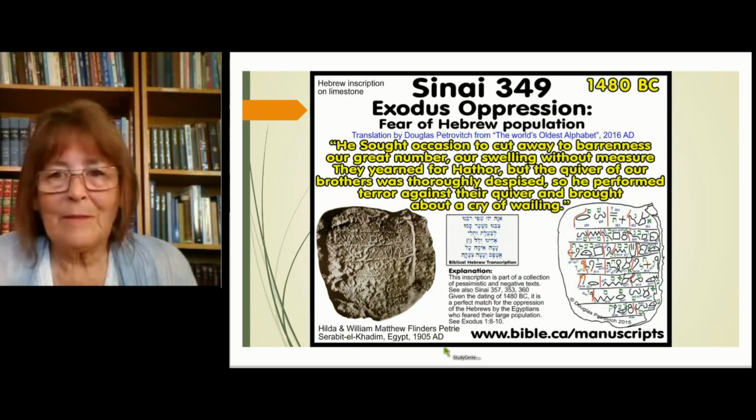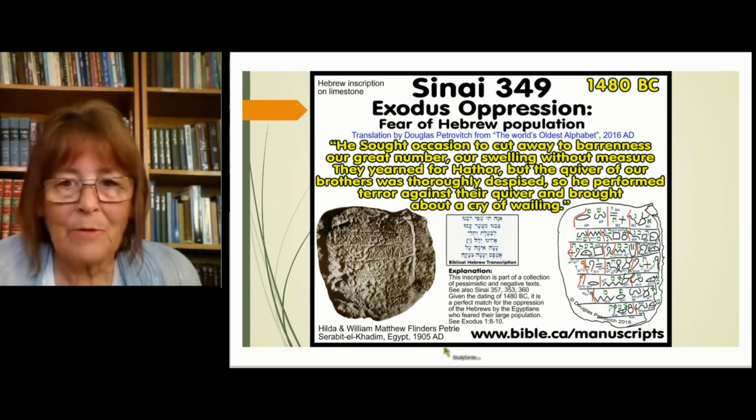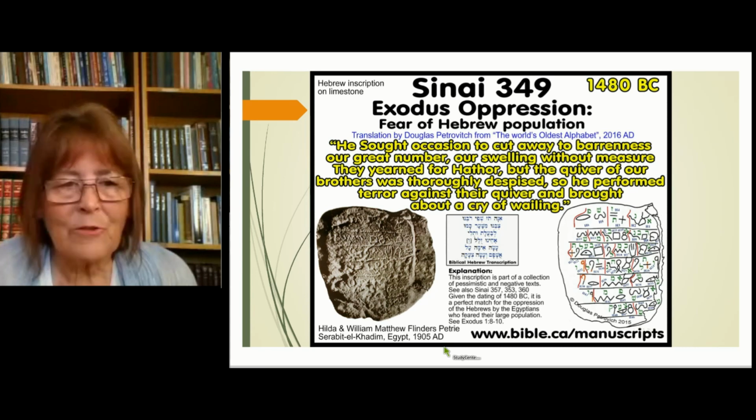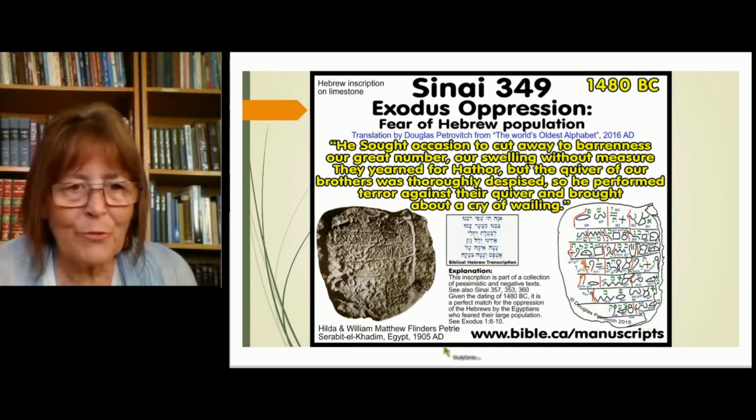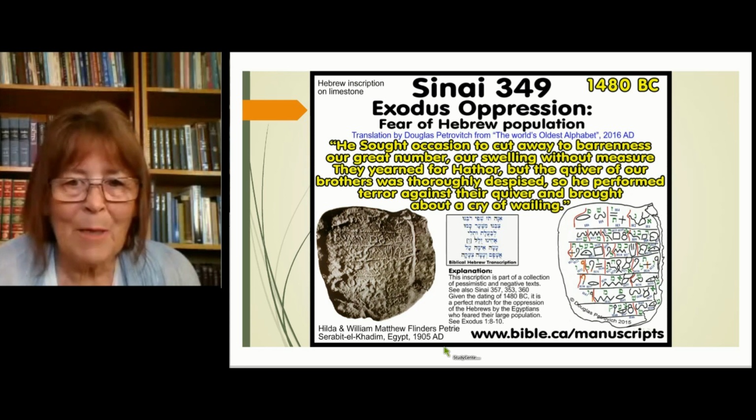Here, this is a very interesting thing, because it also talks about the oppression of the slavery. He sought occasion to cut away the barrenness of a great number, or swelling without measure. Let's take the first two sentences here now. It's talking about how they tried to make them non-fruitful. And that's what they did, because they killed all their babies, remember? They didn't want them to have babies because they were afraid of their great number.